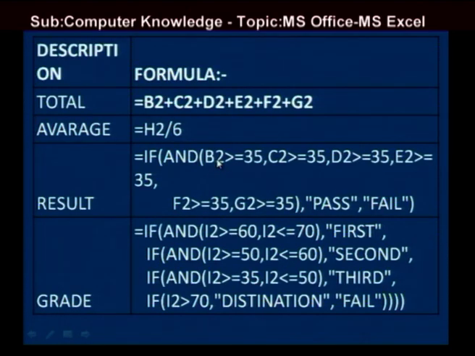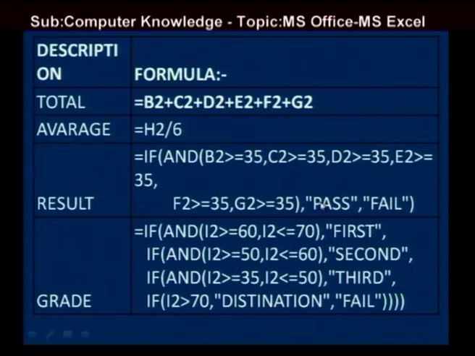So, B2, C2, D2, E2, F2 up to G2, subjects are there. Here we write B2 greater than or equal to 35, C2 greater than or equal to 35, D2 greater than or equal to 35, E2, F2, G2 up to. Then close the bracket. Each and every comma is also very important in formula typing.